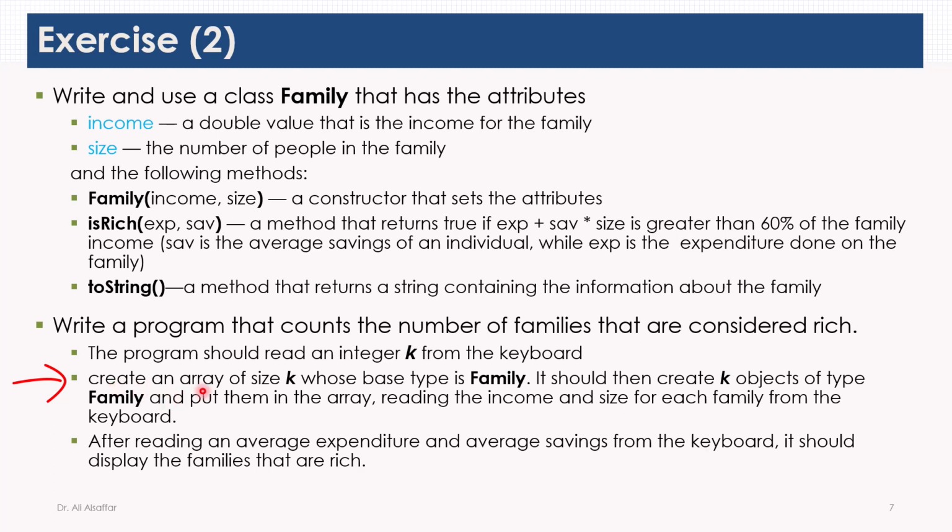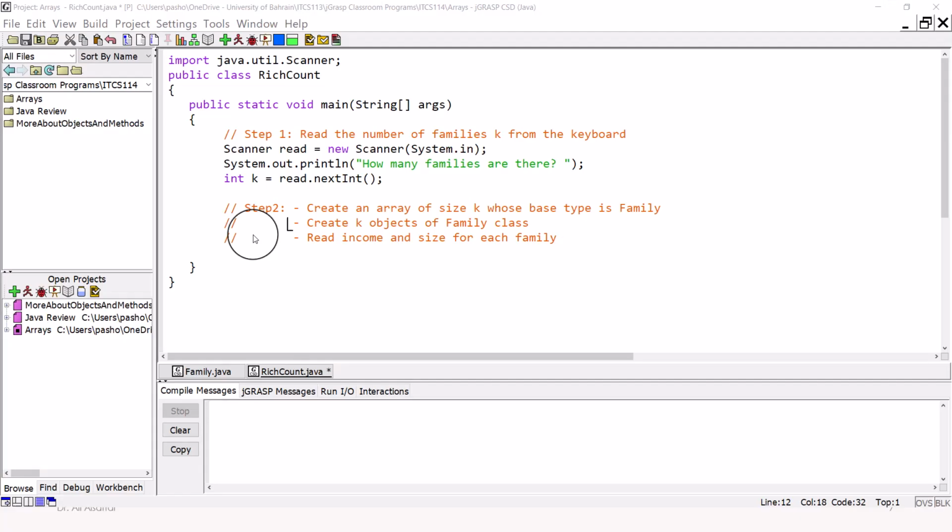The first part is to create an array of size k whose base type is family. In part 2, we should create k objects of type family and put them in the array. And part 3 is reading the income and size for each family from the keyboard. Let us implement step 2.